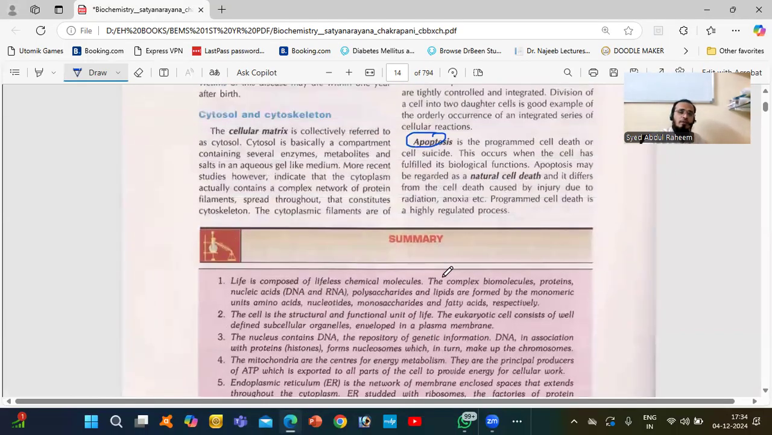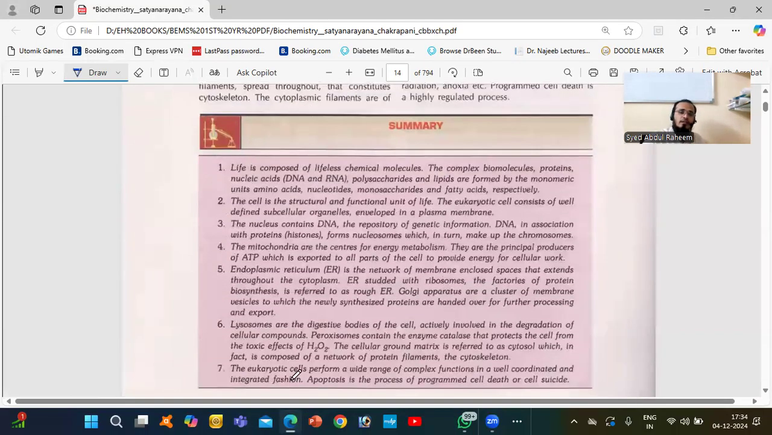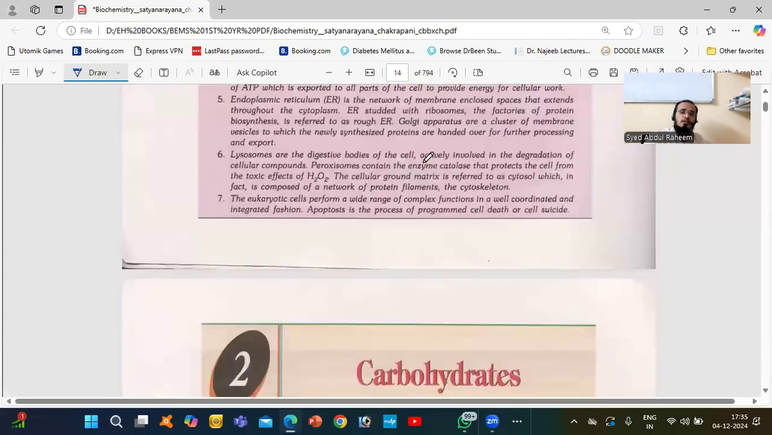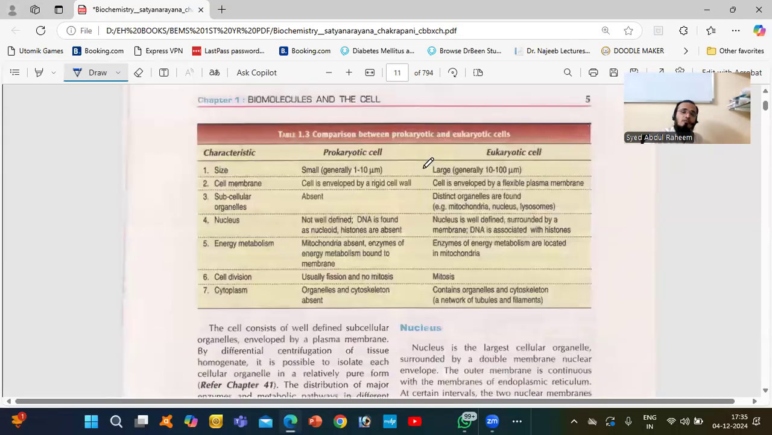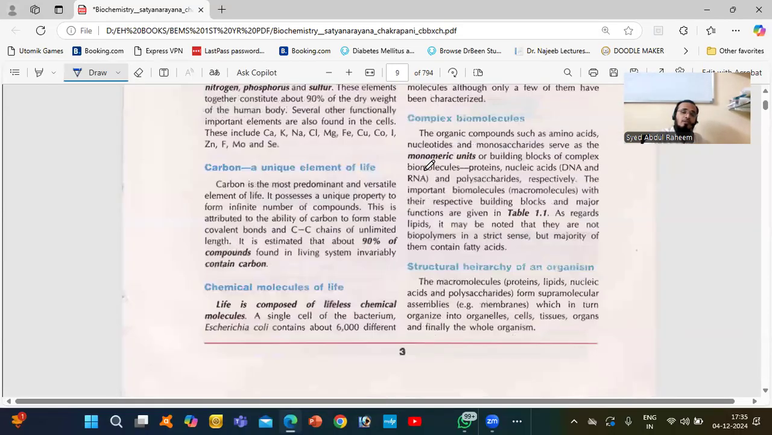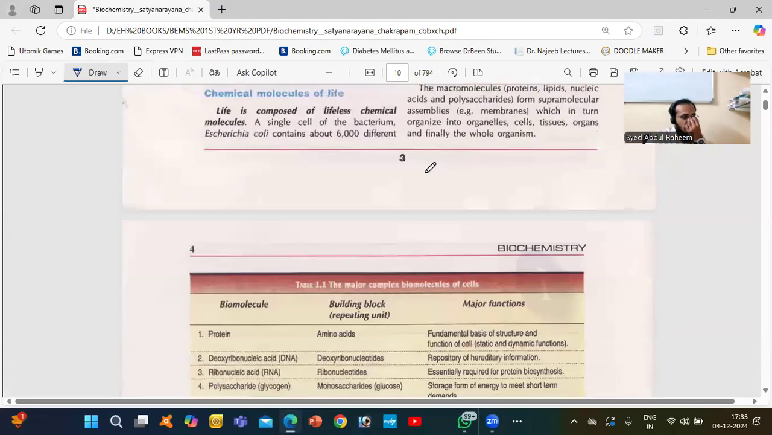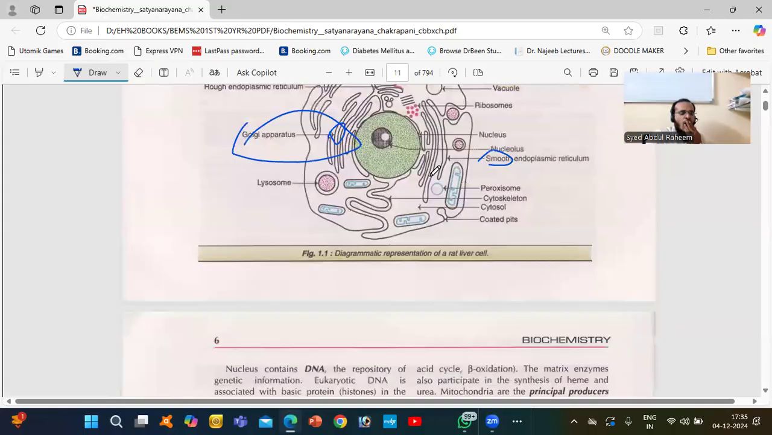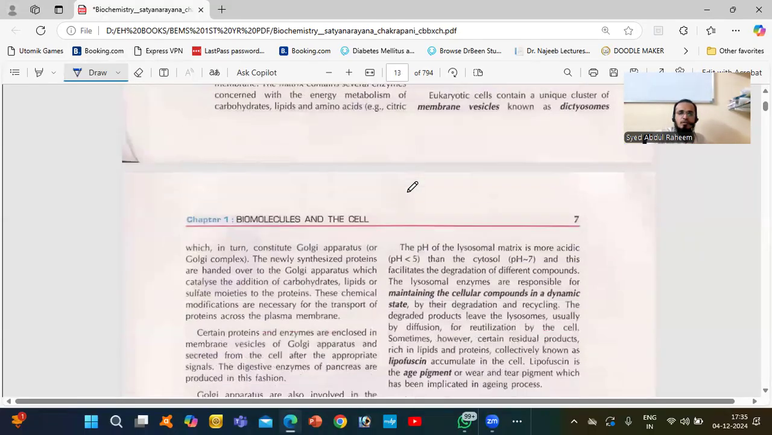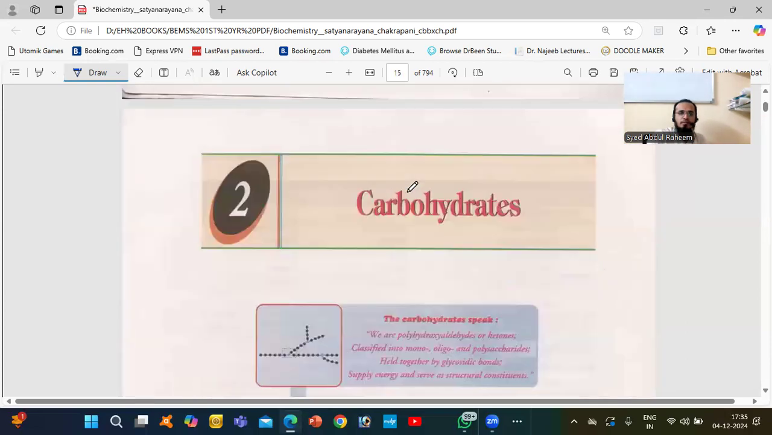So here we have the summary. You can go through the summary. This will give you a short remembrance of the introduction part of biochemistry. So we talked about cell and different types of cell, organelles, nucleus, everything we discussed in detail.